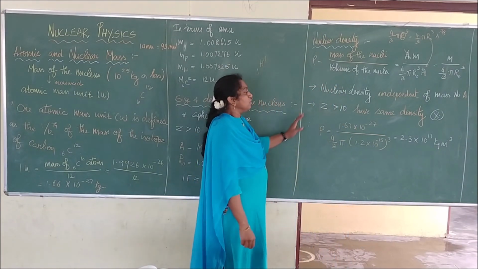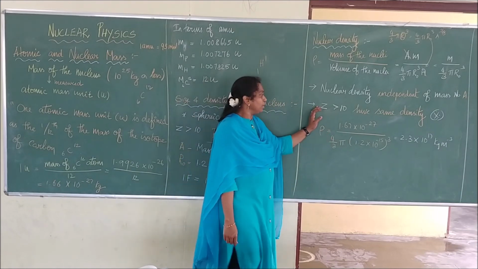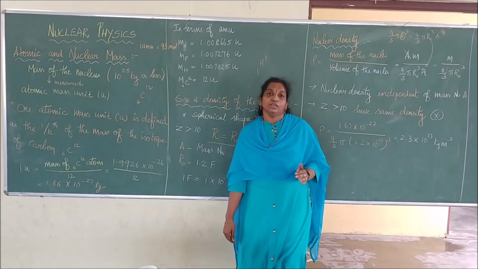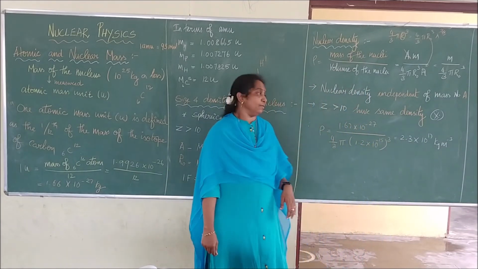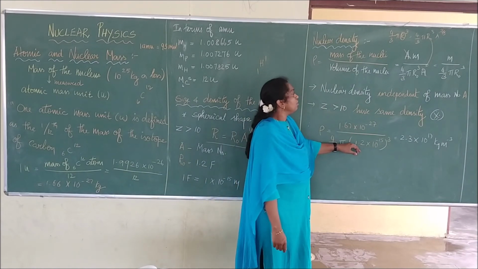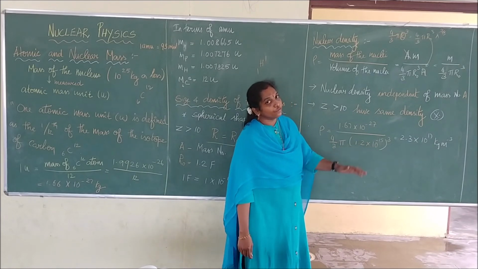So you can say that elements with an atomic number greater than 10 will have what? The same density. Therefore, if we substitute the value, we know the mass value 4 by 3. For all that, the radius constant has been found to be equal to 1.2 Fermi.